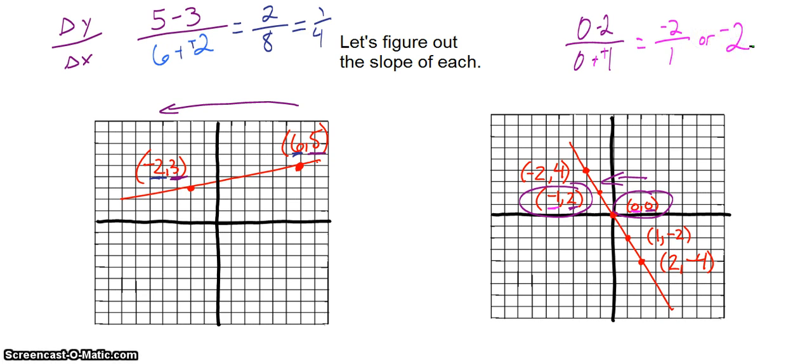It is important to note that if we have a whole number, just think of it as over 1, because that's really all it is. We go up 2 over 1, up 2 over 1. Just like here, we went up 1 over 4 to get to our next point on our line.